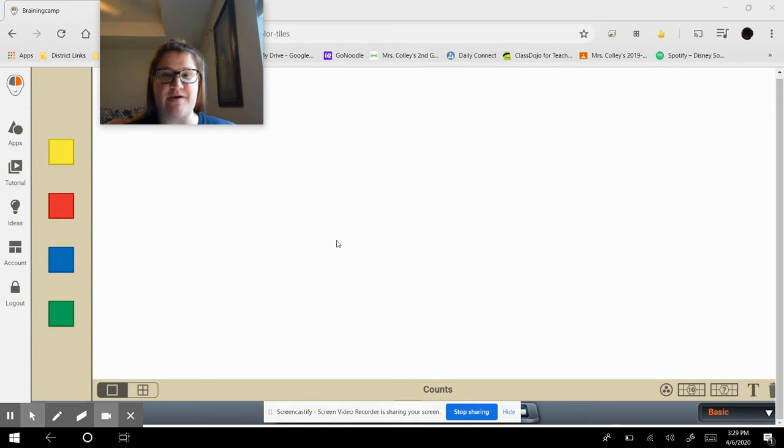This week we're going to continue arrays. I think they're kind of fun, so maybe it's the math silly in me, but I love to make arrays. So we're going to review first what a row and a column is.